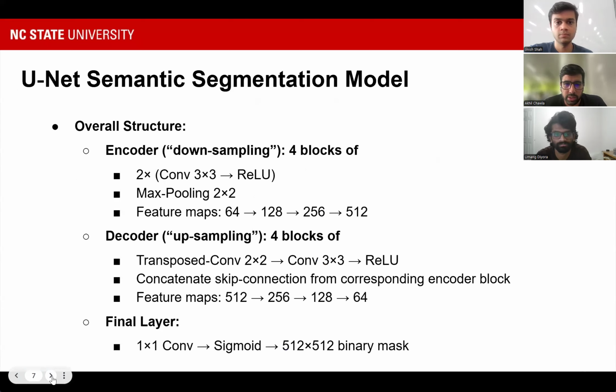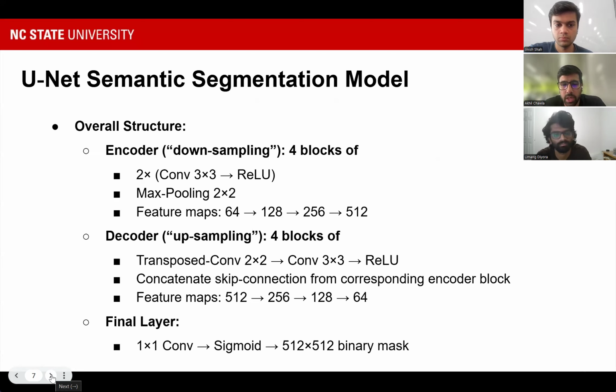Going to the UNet semantic segmentation model, our primary model is a UNet architecture, which consists of an encoder for downsampling and a decoder for upsampling. The encoder has four blocks, each containing a 3x3 convolution, followed by ReLU activation and max pooling, with feature maps increasing from 64 to 512. The decoder also has four blocks with transpose convolution and skip connections from the encoder, with feature maps decreasing back to 64. The final layer uses a 1x1 convolution with sigmoid activation to provide a binary mask of the same size as the input image.